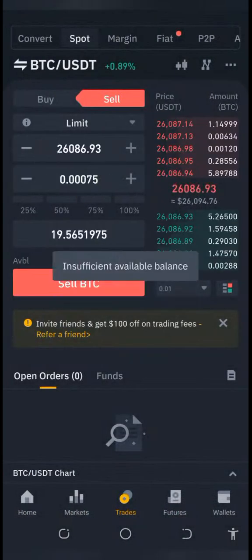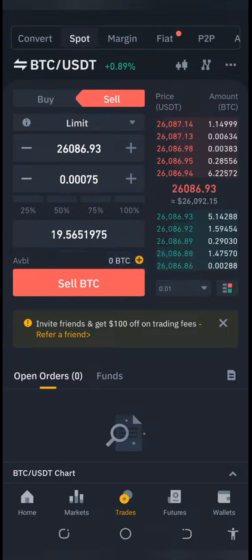You can see we're definitely going to be at a loss. It's going to be 19.56. So just imagine, what we were supposed to get was 20.62, but what we're getting now is like 90 cents less because we had to listen to the order book. Okay. So would I go ahead and do this trade?